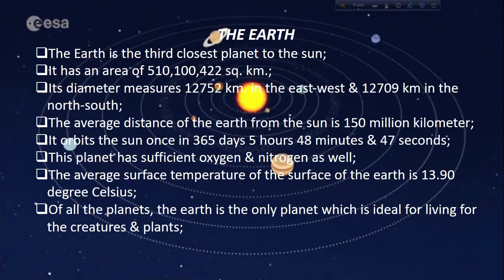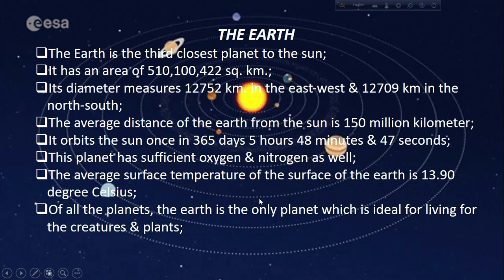So the major features of the Earth follow. The Earth is the third closest planet to the Sun. It has an area of 510,142 square kilometer. Its diameter measures 12,752 kilometer in the east-west and 12,709 kilometer in the north and south. The average distance of the Earth from the Sun is 150 million kilometer or 15 crore kilometers. It orbits the Sun once in 365 days, 5 hours, 48 minutes and 47 seconds.